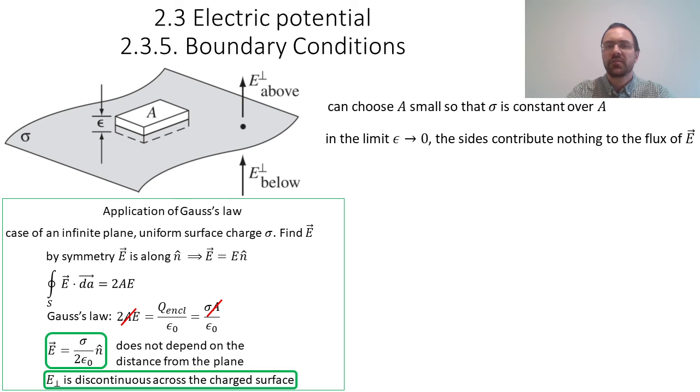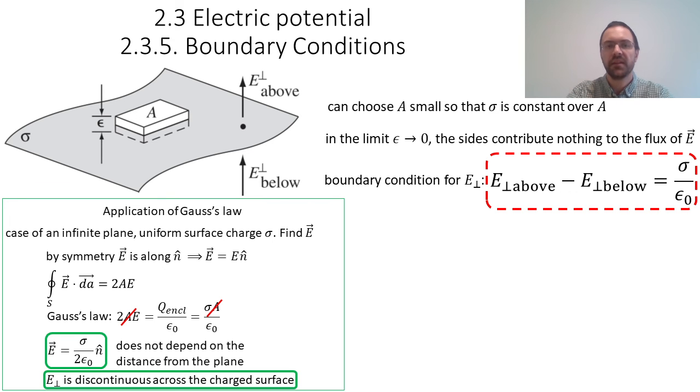This time, the electric field is not exactly along n hat, so there can be some flux of E through the sides of the pillbox, but you can make the thickness of the box so small that the sides do not contribute any flux. And so we can still use the previous result, but only at the boundary. And we can write that the difference E perpendicular above minus E perpendicular below is equal to sigma over epsilon naught.